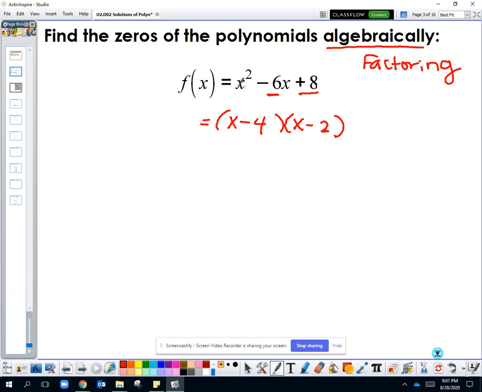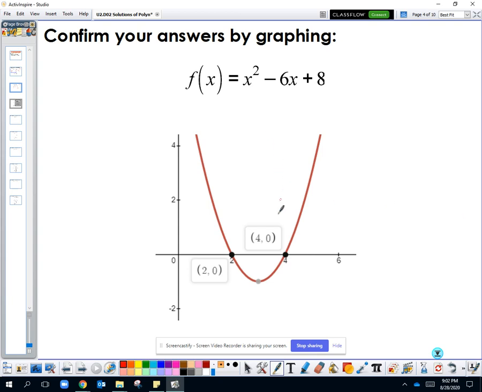So now that I've got it in factored form, I can take each of those factors, set them equal to 0, and solve, and that's how I get my solutions. And when I go ahead and do that, x equals 4 and x equals 2 are the two solutions for that particular polynomial. The solutions, the roots, the zeros, the x-intercepts. And we can check this graphically as well. So I previously did this. I put the function into Desmos, and the two x-intercepts are at 2 as well as 4.